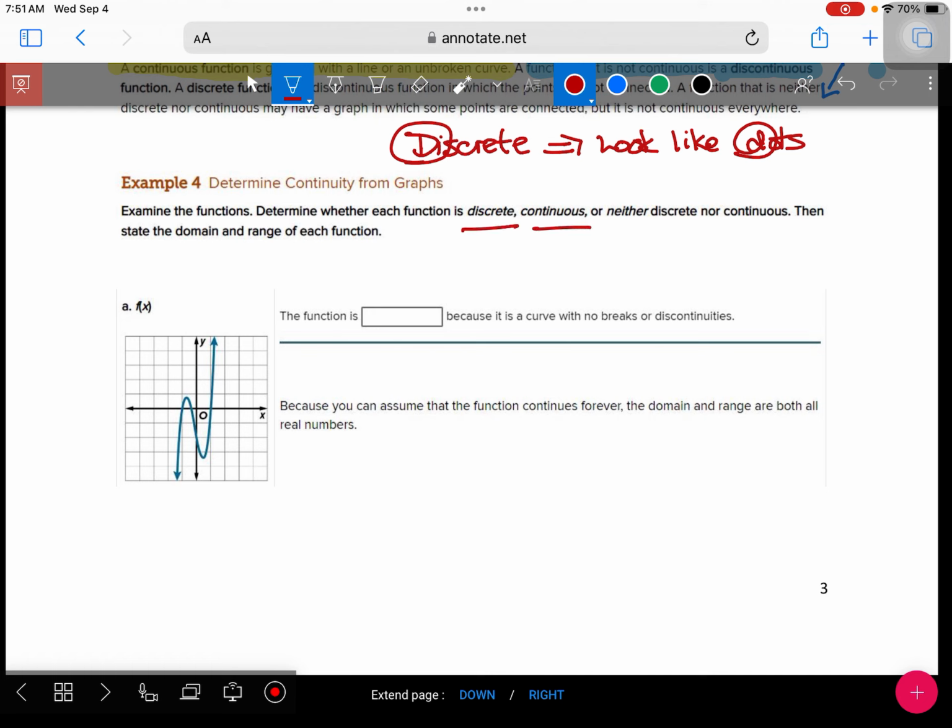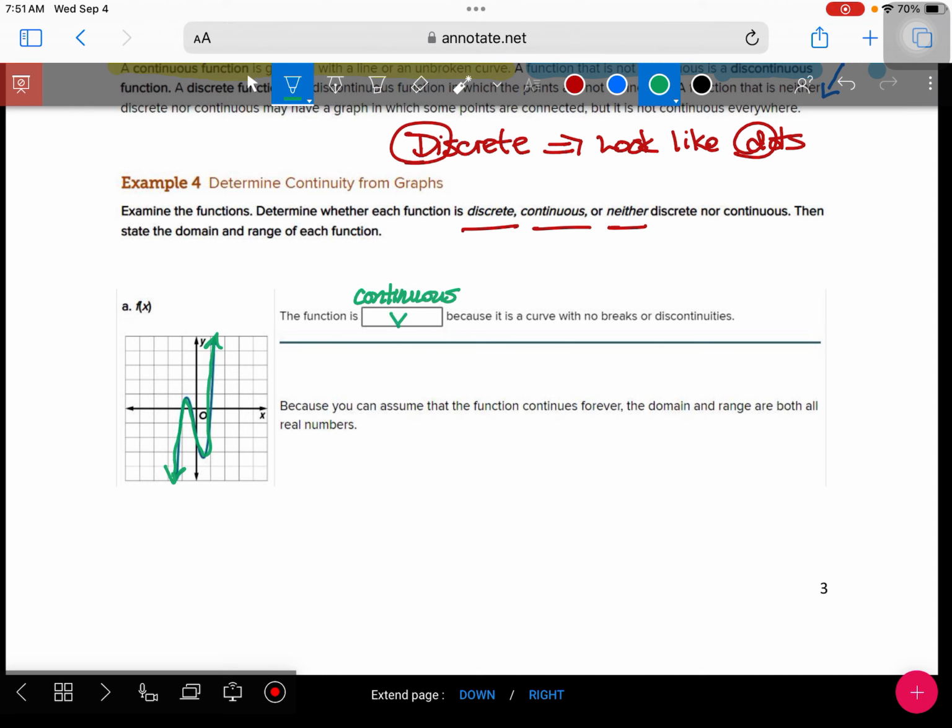Is it discrete, continuous, or neither? What do you think? Eric, what do you think? Discrete, continuous, or neither? It keeps going on, and it's got arrows at the end. It's never on the end, so that is continuous, right? This is continuous. I put that above because I can't write it that small.